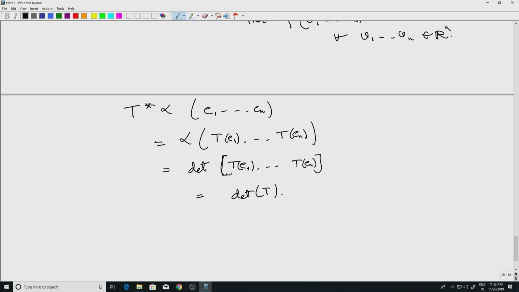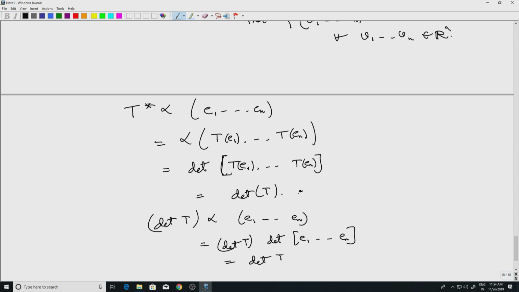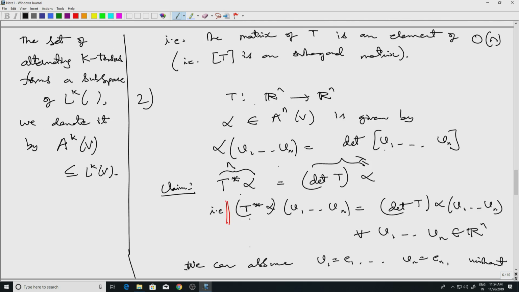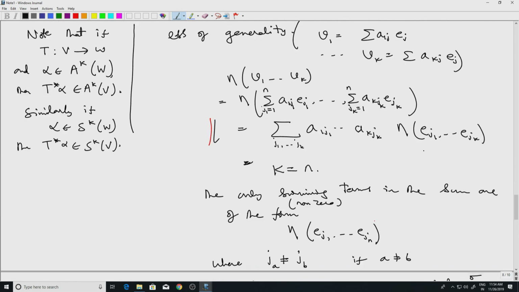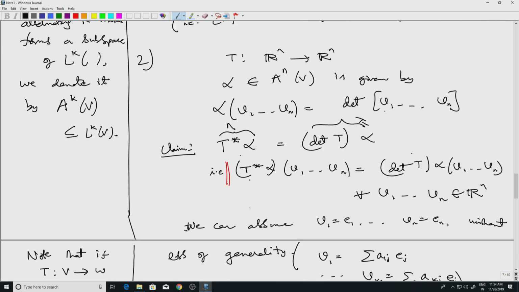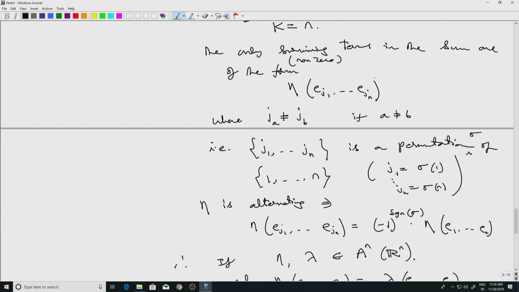So I get the determinant of T. And the right hand side was determinant of T multiplied by alpha acting on E1 up to En. This is determinant of T times determinant of E1 up to En, which is just the identity matrix. So this is also determinant T. So both sides are equal to determinant T, and that is done. Whatever calculations we did in this example are very useful for later on, and I'll have occasion to refer back to this example subsequently.